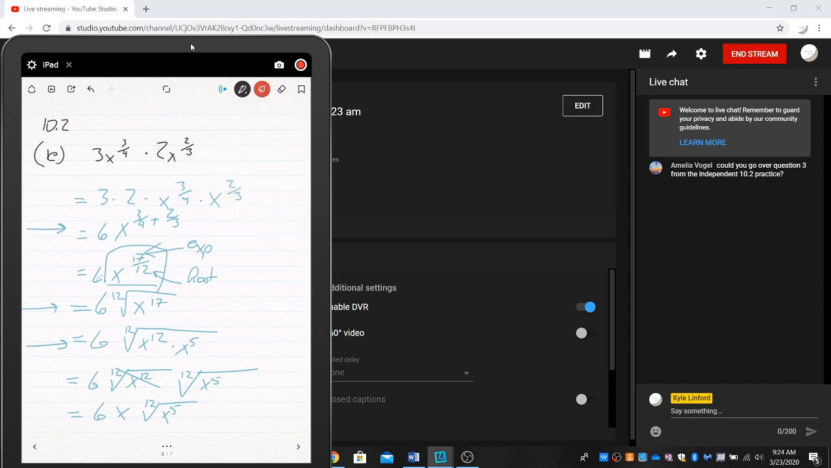Sometimes students ask me in this step, when they see x to the 17/12, they say, what if instead of writing it as an improper fraction, we wrote it as a mixed number? So 17/12 would be 1 and 5/12. So that would be x to the 1 and x to the 5/12, which would just be x and the 12th root of x to the 5th power. It would be the same thing. So sometimes people prefer to think of it in terms of mixed numbers. Others prefer improper fractions. For me, I like the improper fraction method, but that's just me, okay?